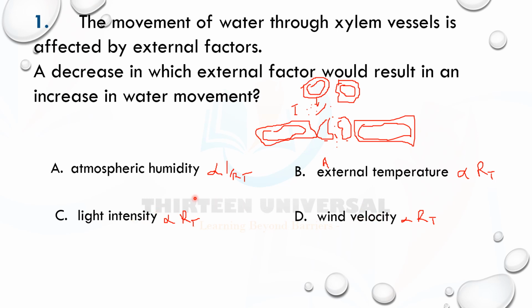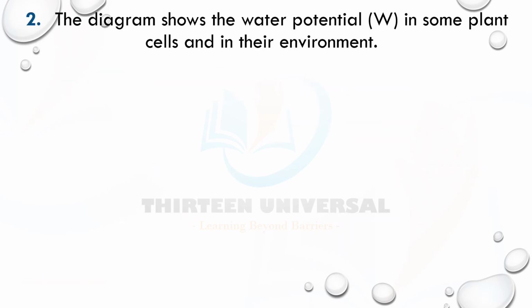For light intensity, once light falls on the leaf, the stomata will open so that CO2 can diffuse in for photosynthesis. So that means more light intensity, more rate of transpiration. The only one that has a negative relationship is A. So that's the answer.